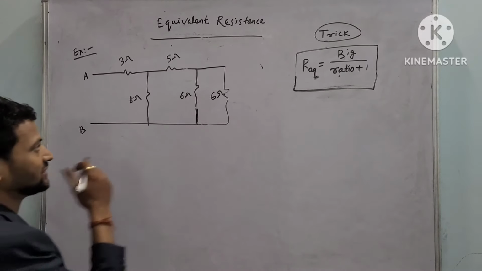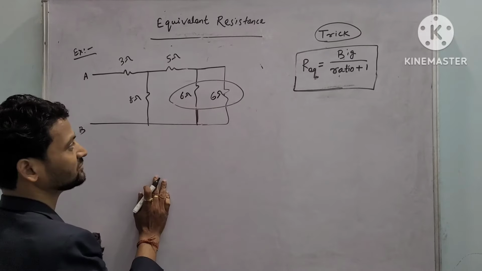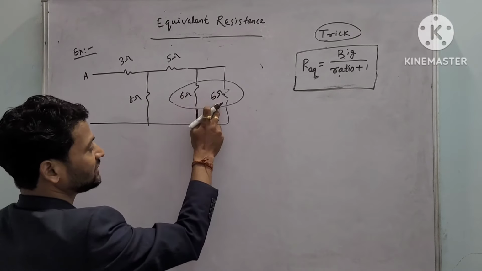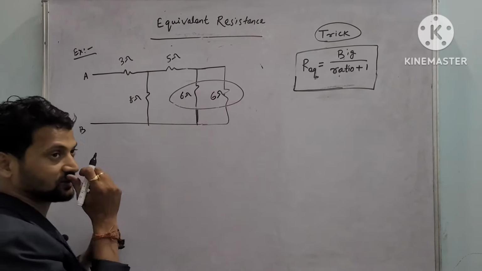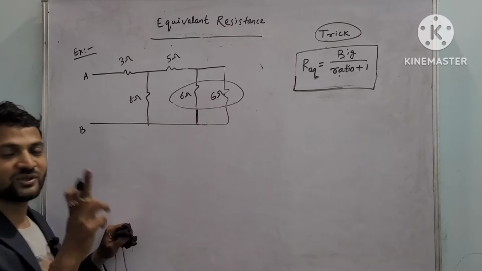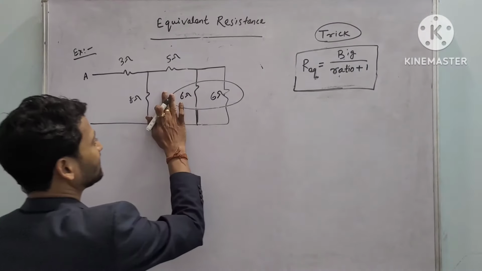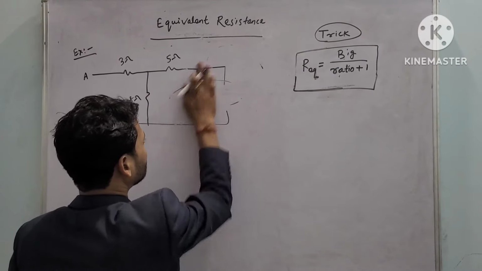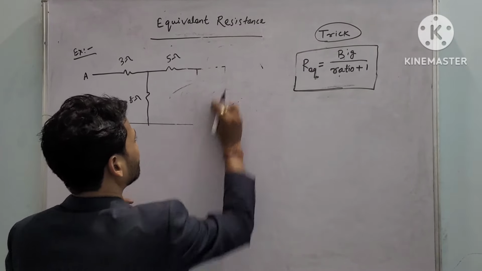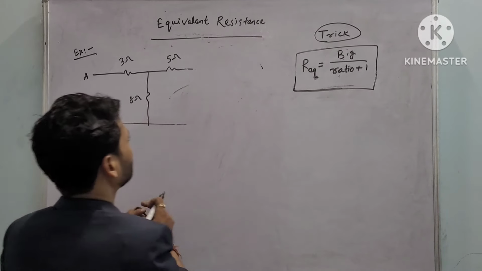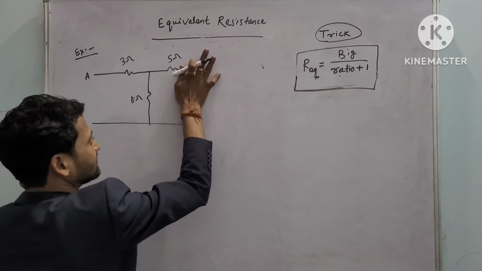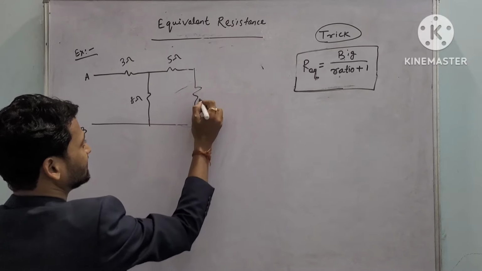So now the 6 ohm and 6 ohm both are in parallel. So if it is parallel, so what is the answer? 3. I have told you, two equal resistances connected in parallel, the answer is half of that. So I can replace this entire part and keep a 3 ohm resistor.